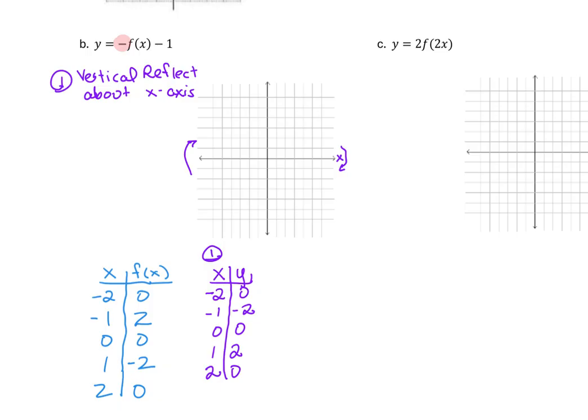The second thing that we want to do is go ahead and shift. We have a -1 on the outside. And so what this means is I want to take my new function and shift down 1. It is a vertical shift. We do what it says.